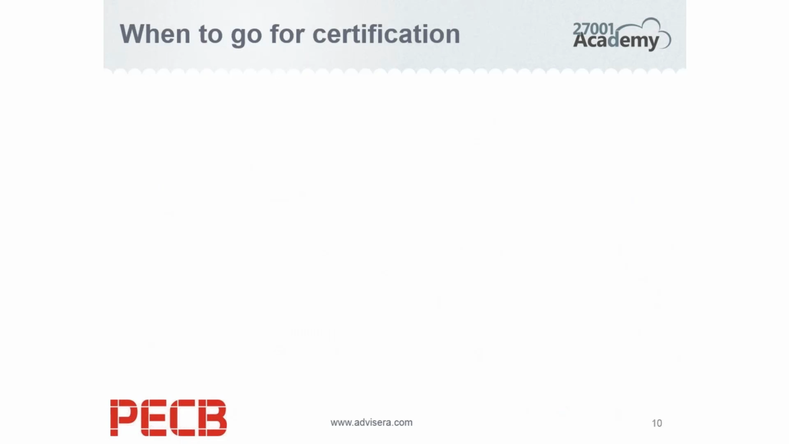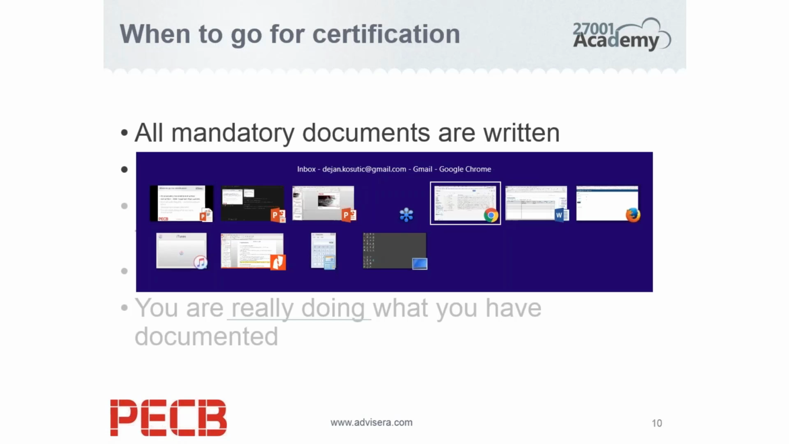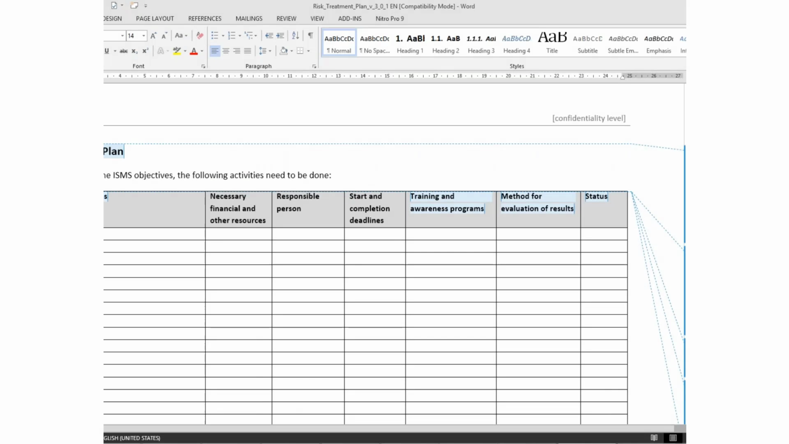Okay, now let's see when your company is ready to go for the certification. First of all, you need to have all the mandatory documents written. Then the next thing is that you need to implement all the controls that are planned according to your risk treatment plan. The risk treatment plan is an implementation plan, if you will, where you define which controls you will implement, and you also define the deadlines. And actually, I can show you how this looks in practice.